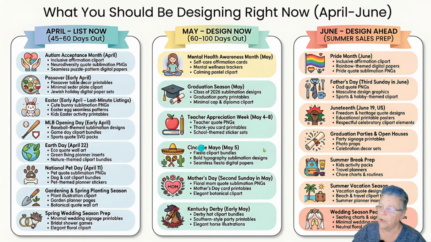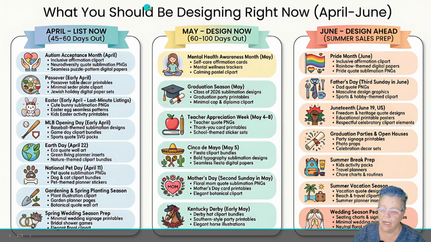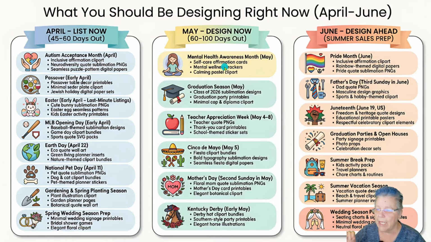So these are the things you should be working on now. April, you should be working on getting all these things listed. And May, that's your design now window, right now. And June is our getting a little bit ahead so we are not behind later. When I do this next month or the month after and I say, oh, June, all these things in June, we should be listing them now. You should have yours listed because you were planning ahead.